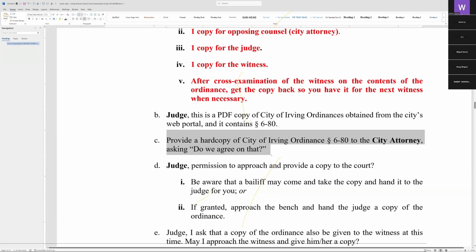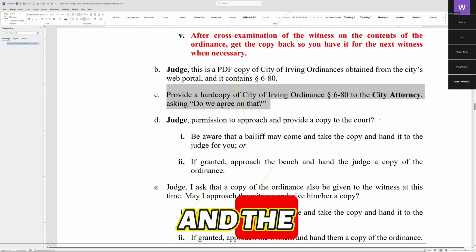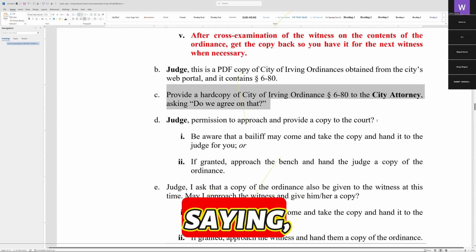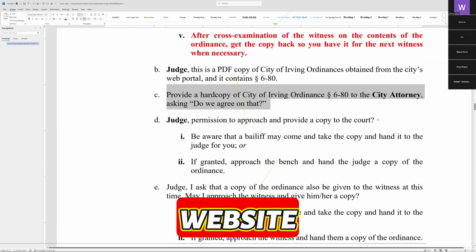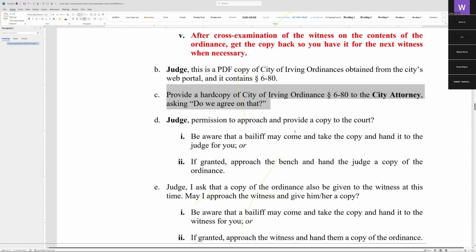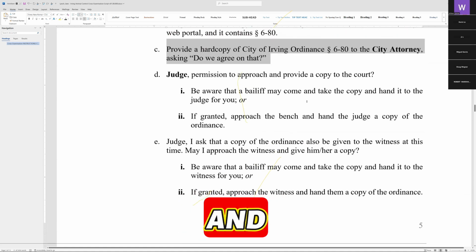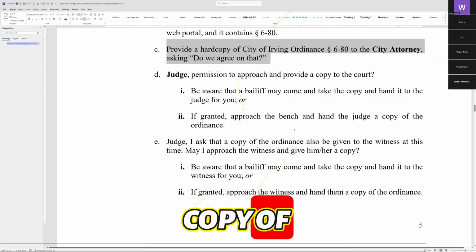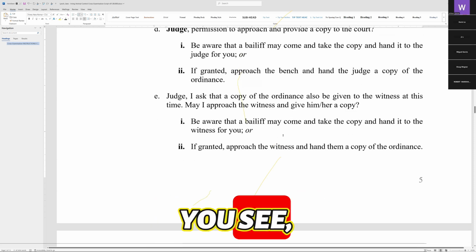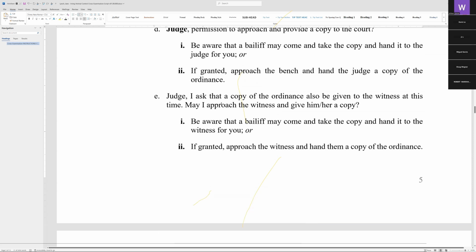Okay. Judge, permission to approach and provide a copy to the court. And the judge, if they are on a computer like you're saying, will say, no, I have a copy up here, but go ahead and let me have a copy just so I can make sure it is the same as what's on the website. Now, be aware that a bailiff may come and take the copy and hand it to the judge for you, or if granted, approach the bench and hand the judge a copy of the ordinance. You see, I'm trying to idiot-proof this as much as possible. Well, the bailiff will come get it, you know.